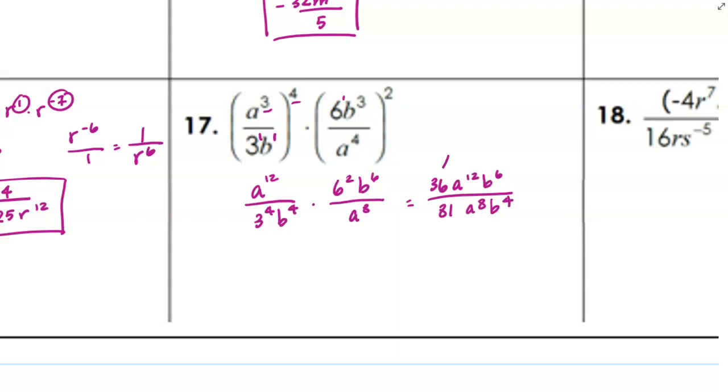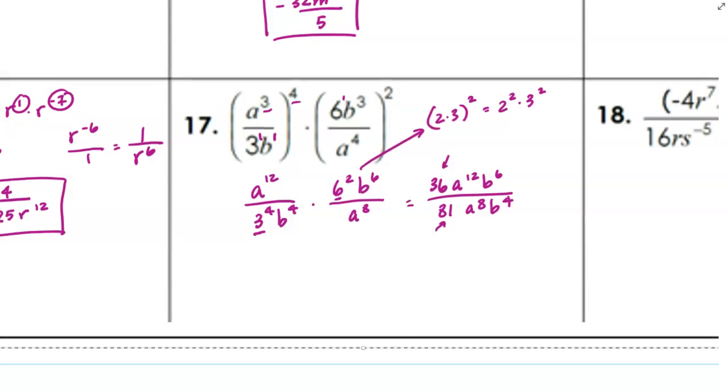Now, you see these two numbers, 36 and 81. 6 right here is made up of a 2 times 3, and we're raising it to the second power. You could have done it that way. You could have said, hey, it's 2 to the second times 3 to the second. Then you can clearly see that 3 to the 4th can simplify with 3 to the second, if you wanted. But if you didn't, that's cool. 36 and 81 are both divisible by 9. Well, what do you know?